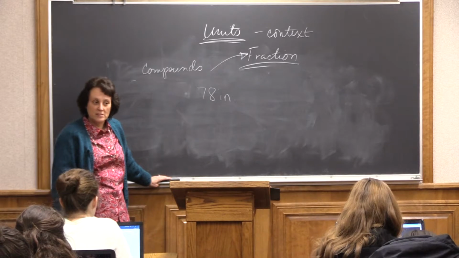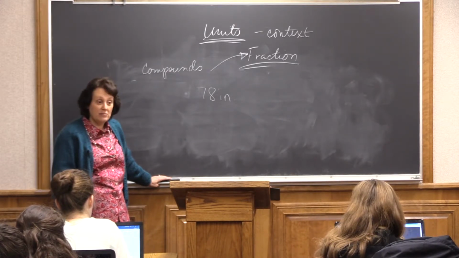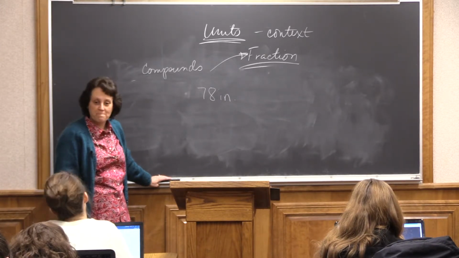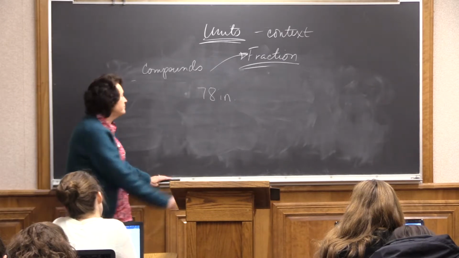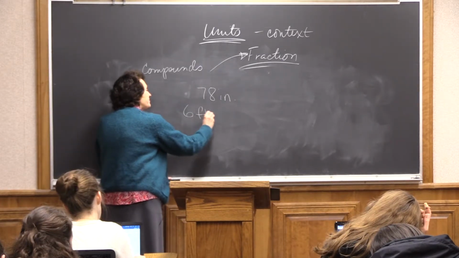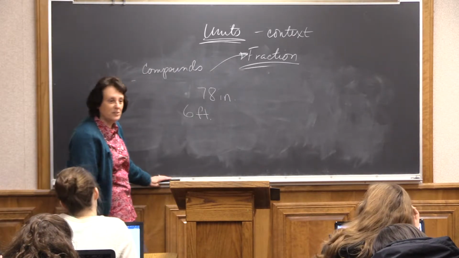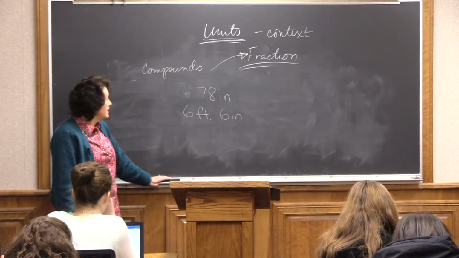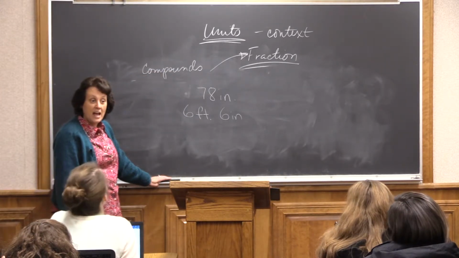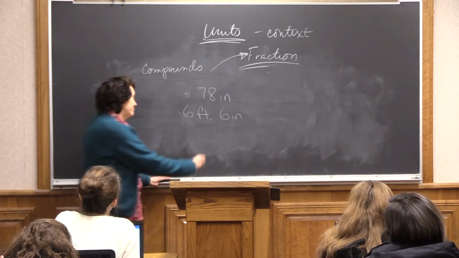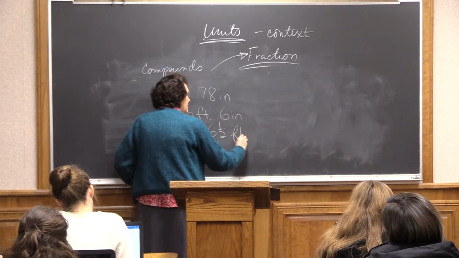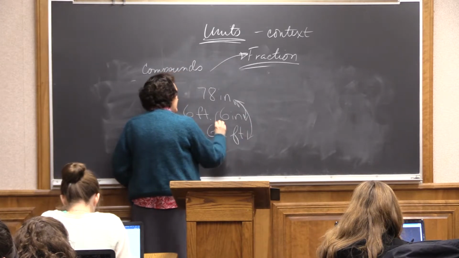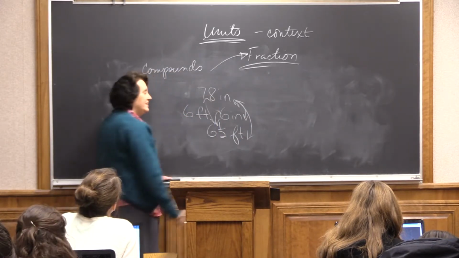What do we do? We're going to have to divide it back out. 72 inches would be how many feet? 6 feet, right? How many inches are left over? 6. So someone who is 6'6" is also 78 inches tall. Right? How tall are they in just feet? 6.5. So we need to be able to manipulate between all of these, whichever way is needed.